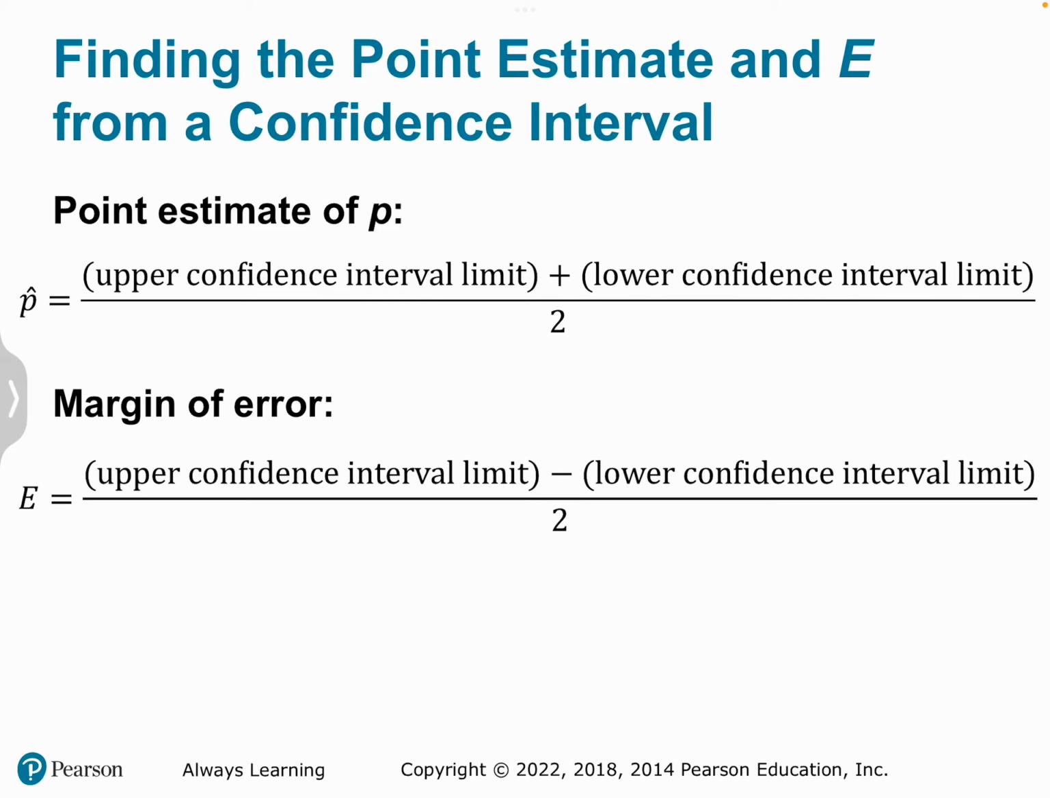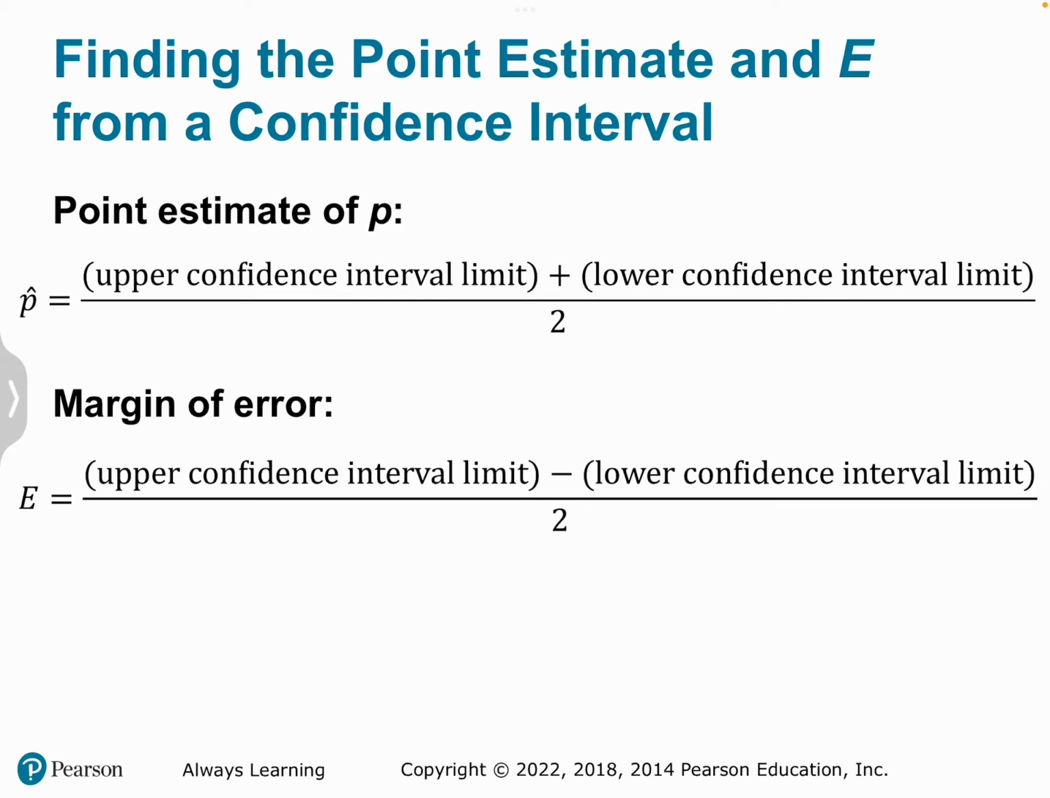Here's another way of looking at a confidence interval and its anatomy. If we have a confidence interval already given to us, such as what we had in the previous screen, we can find p hat, the initial point estimate, that sample proportion, by calculating the midpoint of the confidence interval. Remember that p hat is right smack in the middle of the confidence interval. So we would just add the upper and the lower bounds of the interval and divide by 2, and that would give us the midpoint p hat.